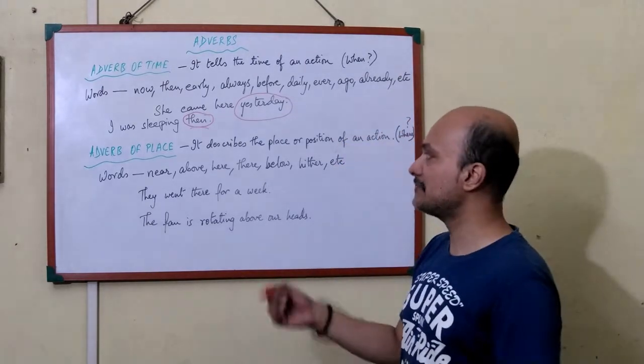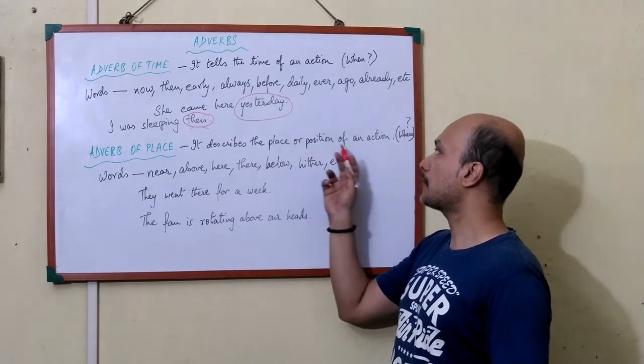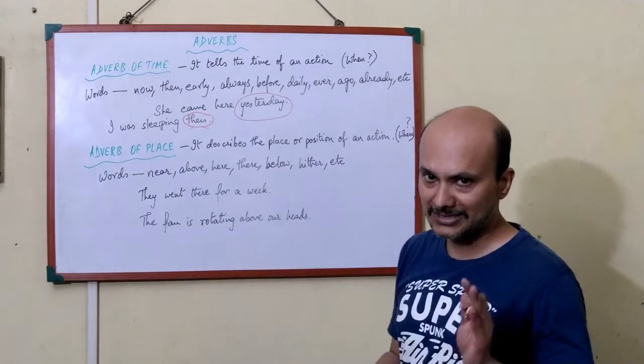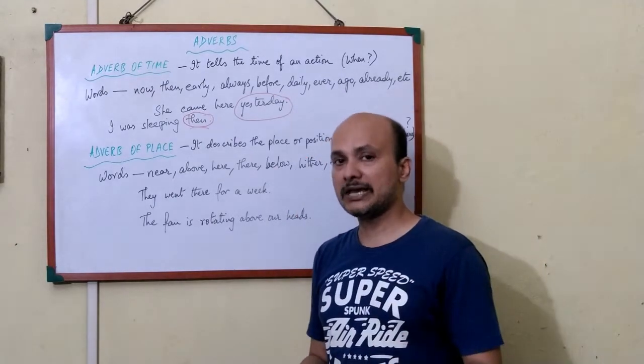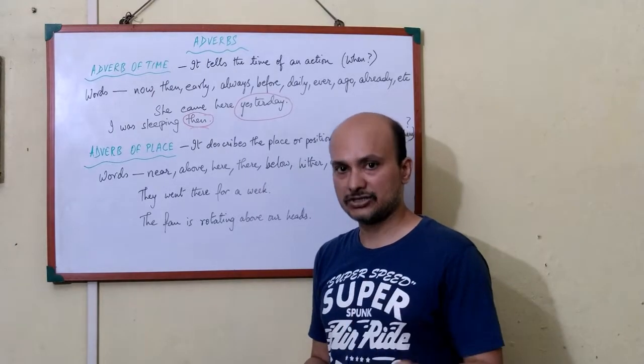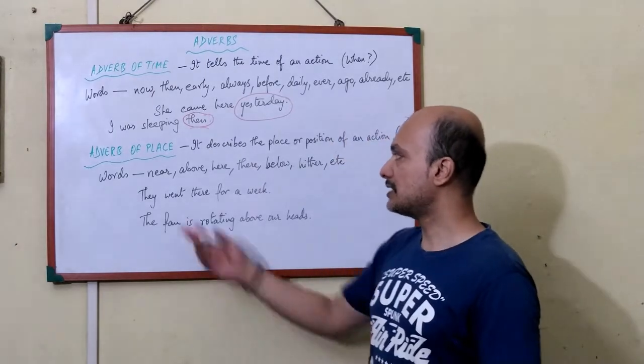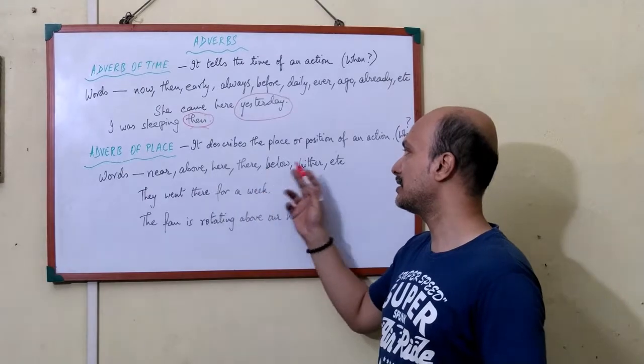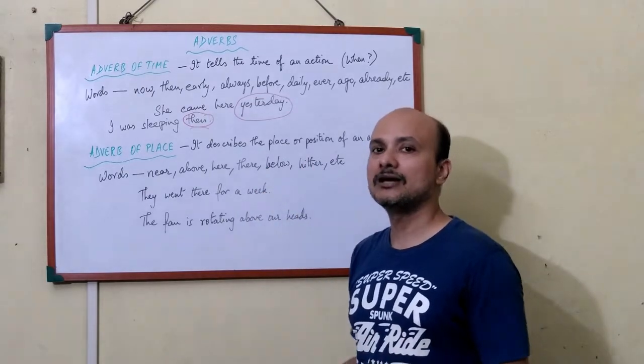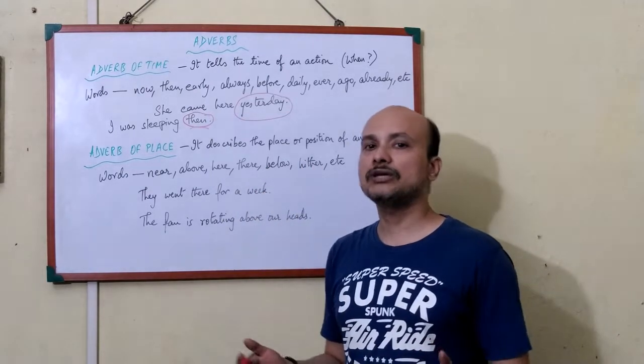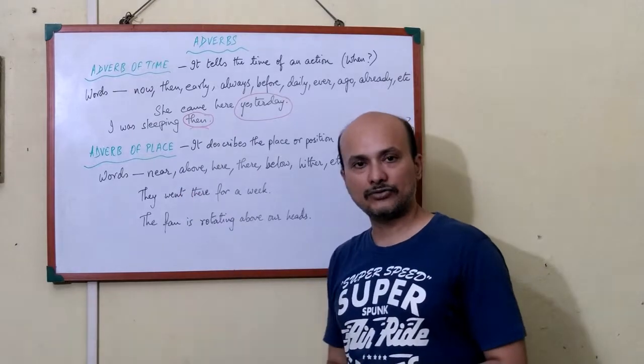Okay. Now the next one, adverb of place. What does it do? As the name suggests, it describes the place or position of an action. Now see, words like near, above, here, there, below, hither, etc. All these are words which we use in these adverbs.